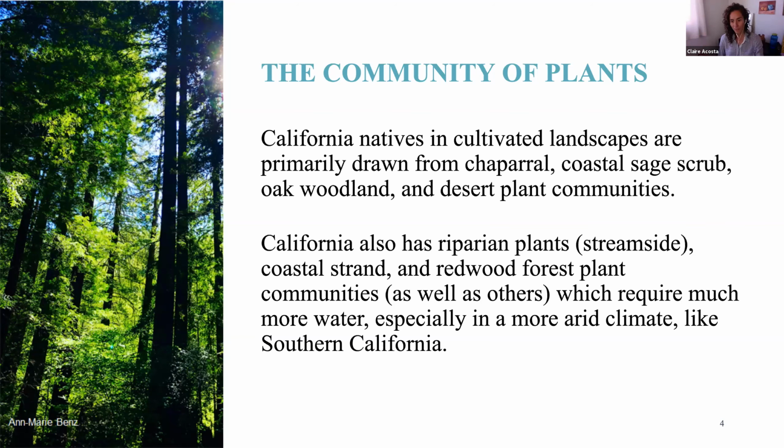California also has riparian plants. So these are plants like coastal strand, that's right at the beach, like those dunes. Redwood forest plant communities. These plant communities are accustomed to more water. So especially in our more arid climate, if we're trying to plant a redwood in Pacoima somewhere, it's really going to need a lot of water. It's not going to be a low water need plant. It's not going to be considered drought tolerant for that area, right?